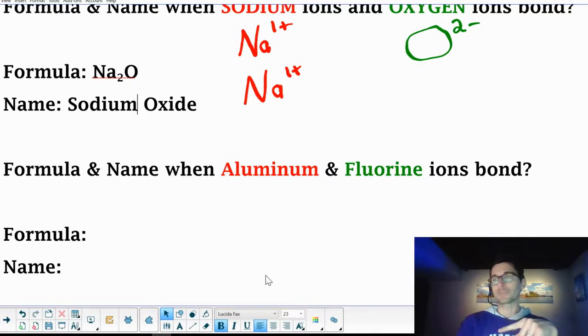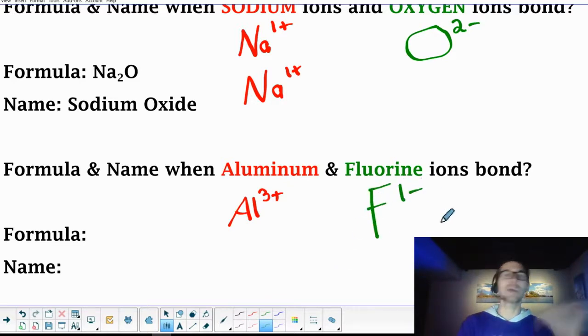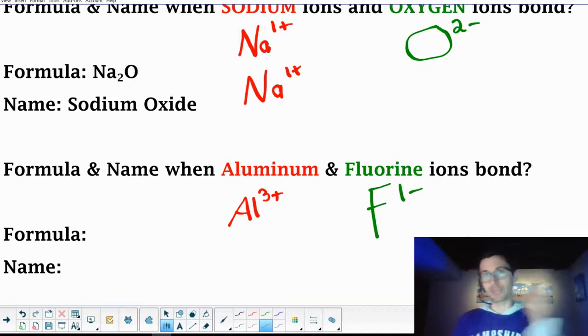Aluminum and fluorine. Now for aluminum and fluorine, if I look back at my ion charges, aluminum is a 3 plus, so I'm going to write 3 plus here. And fluorine is a 1 minus. I'm going to do F 1 minus. And again, just check above your ion charge table. You'll see it there. Plus 3, minus 1.